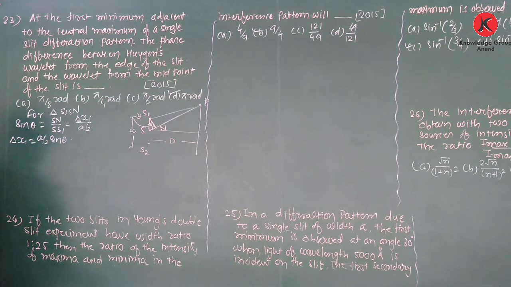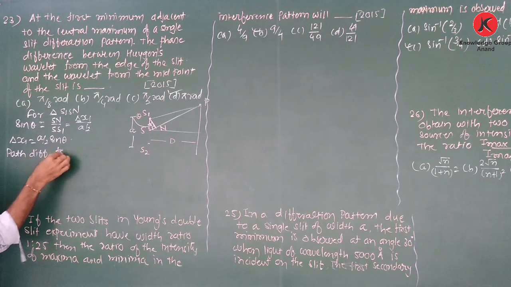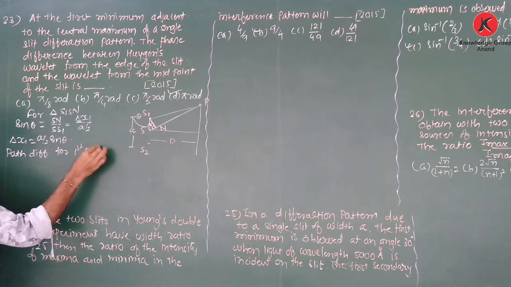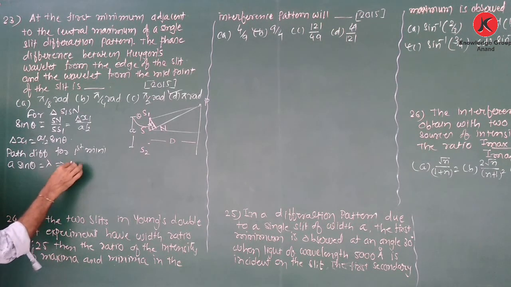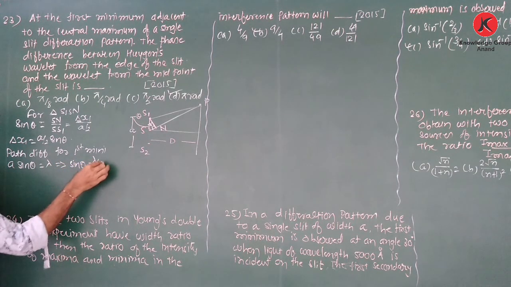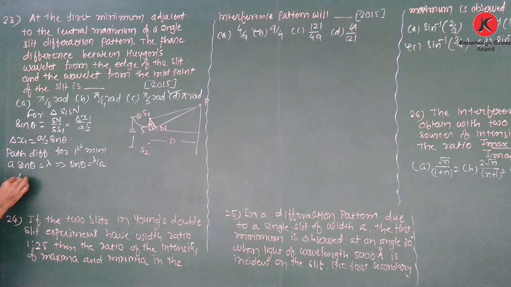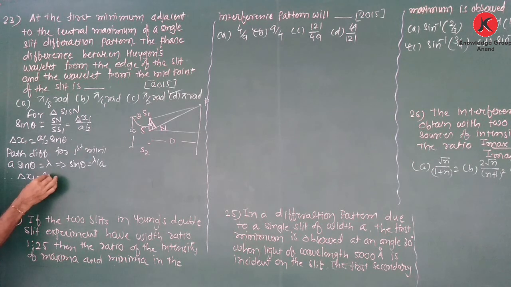For first minimum, the condition is a sin theta is equal to lambda. Right? Therefore, sin theta is equal to lambda upon a. Therefore, delta x1 is equal to a by 2 into lambda upon a, cancel a, so lambda by 2. That is the path difference.